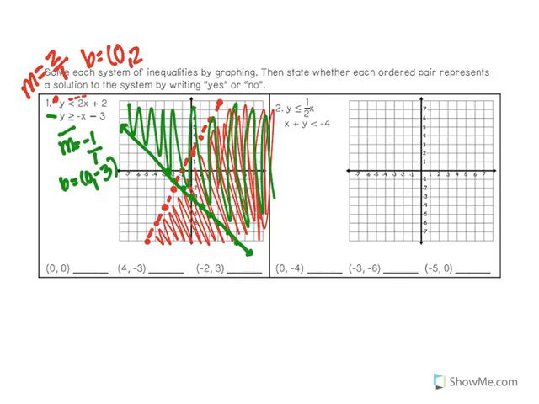So I'm looking in that red and green area. So I'm going to do this in blue to see the difference. Is the point 0, 0 in both of the shaded regions? Yes, so that one works. Then we're going to look at the point 4, -3, so over 4, down 3. That point is in both, so yes, that would be correct.